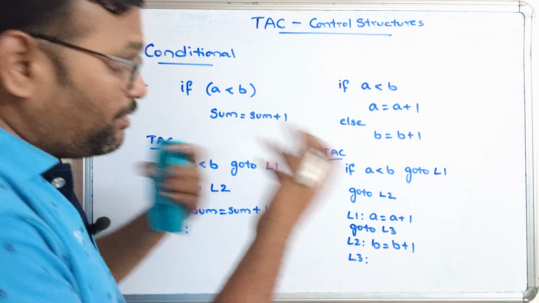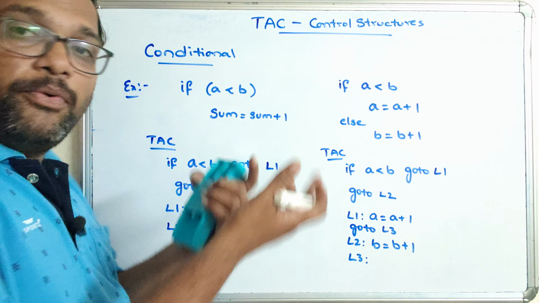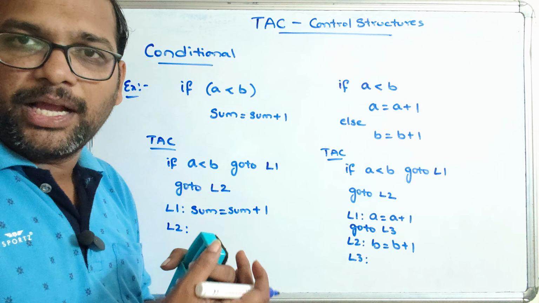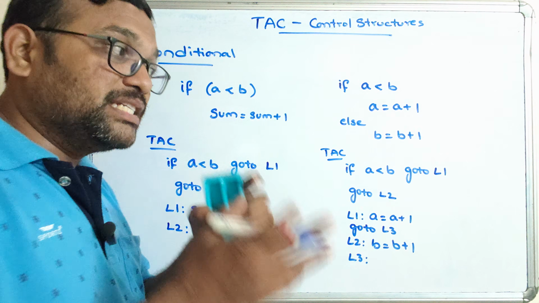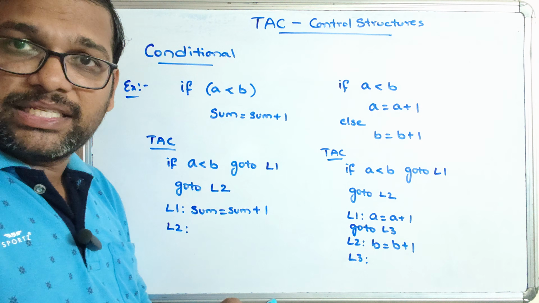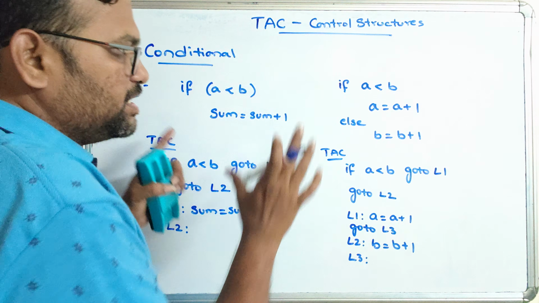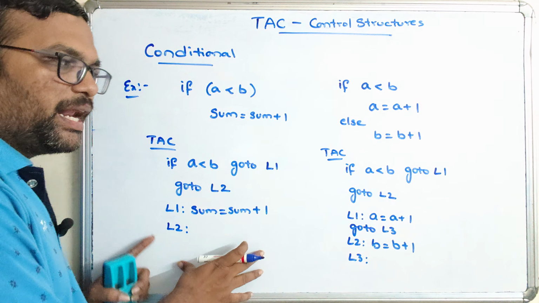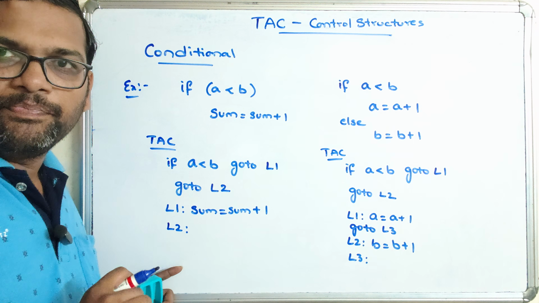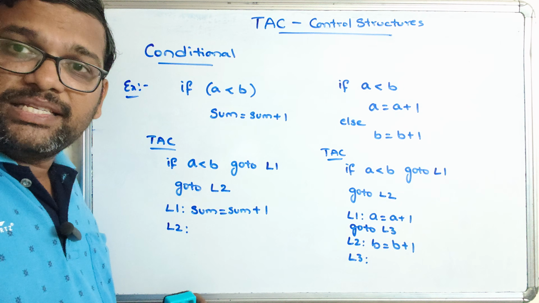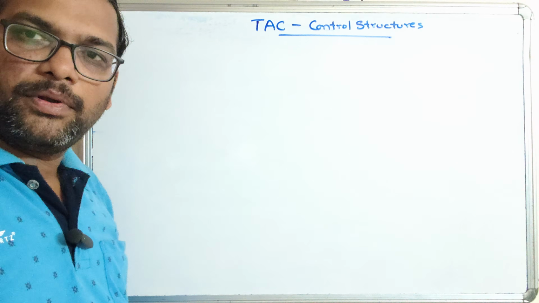In our next session we will see the compound conditions, where multiple conditions will be compared using the logical operators. Such types of conditions we will see in our next session. But as of now, if any conditional statement is given, the three address code should be written in this way. Hope you understood this. Now we will see the iterative statements.